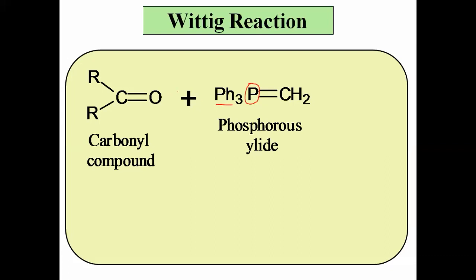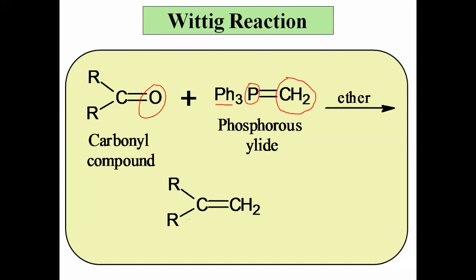And when that carbonyl compound is treated with that phosphorus ylide, in which phosphorus is attached to CH2 by a double bond and also has 3 phenyl groups, 3 benzene rings attached to that phosphorus, and this is called phosphorus ylide. Now our carbonyl compound reacts with that phosphorus ylide, and that reaction is carried out in the presence of ether. Now what happens here? This is a very simple reaction. Here the oxygen is replaced by a CH2 group. Oxygen is replaced by the CH2 group from the phosphorus ylide, and we get the corresponding compound.